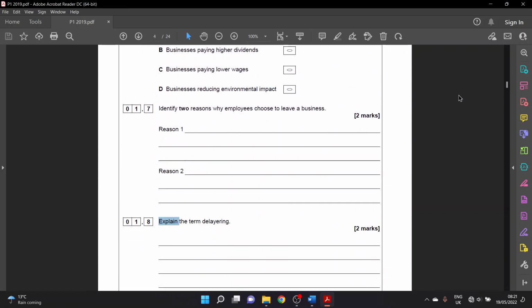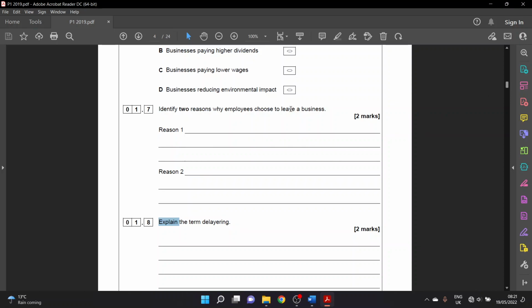Okay. So after you finish the 6 multiple choice questions, you are on to what I would call short answer questions. The command word is either identify, and identify means the same as state or list. To identify, state or list something, you can do that very briefly. So, identify 2 reasons why employees choose to leave a business. They're bored at work, they're not paid enough. Two reasons. I've just identified them. I've not explained them at all.